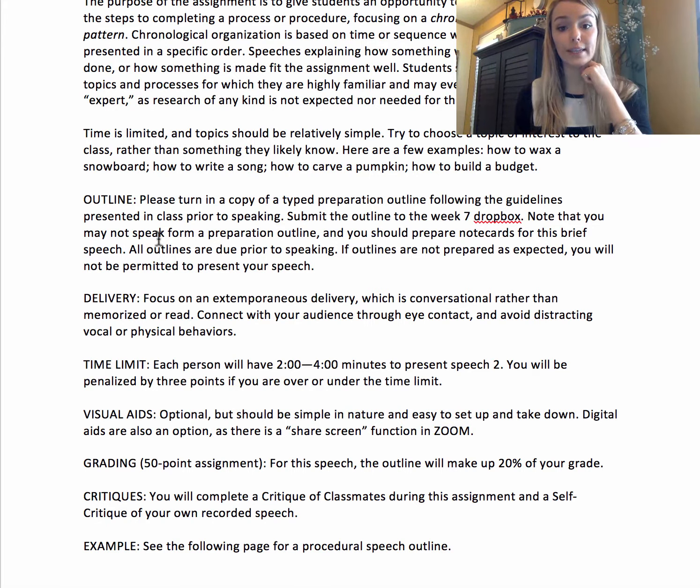Visual aids are optional. We can share our screen in Zoom. You don't have to have them though, so if it helps you present your procedure, go ahead and do that. You can also have little props, whatever you need.